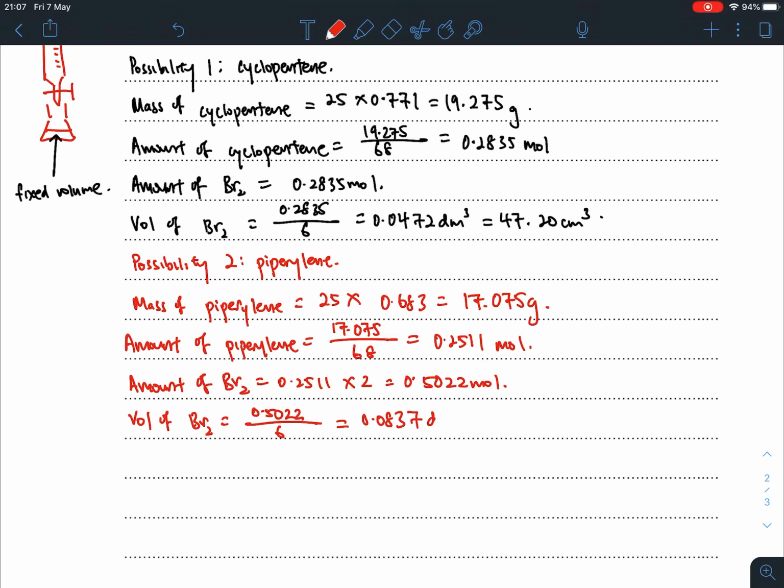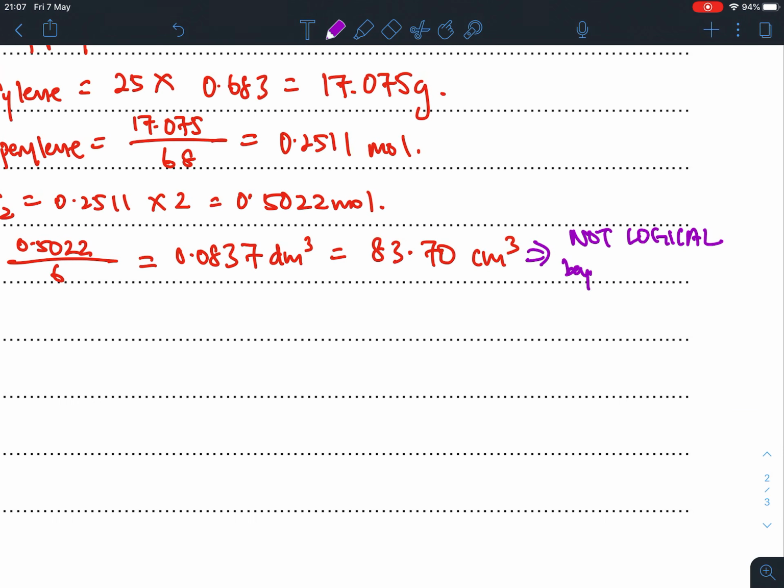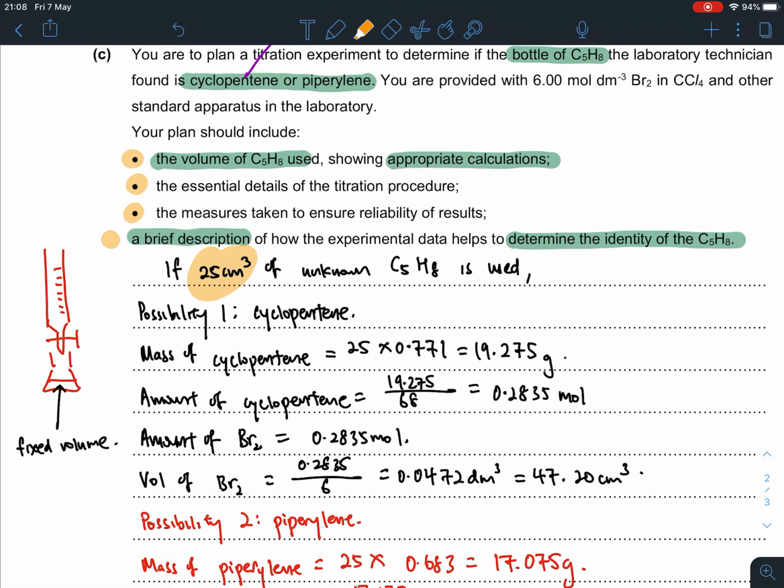Okay, and in this case, the volume is way too high, and that is not sensible and not logical because it's beyond the capacity of the 50 cm cube burette. Okay, so in such a case, it would suggest that whatever volume is suggested over here is not very logical. So I'll think of another suitable volume that I can add into the conical flask.